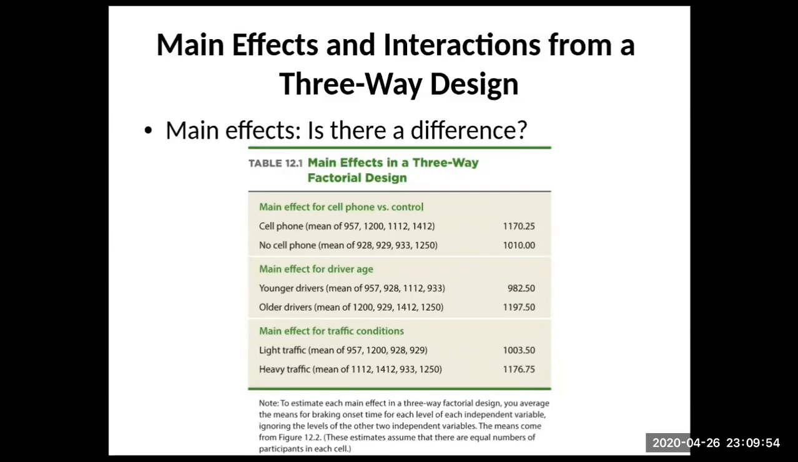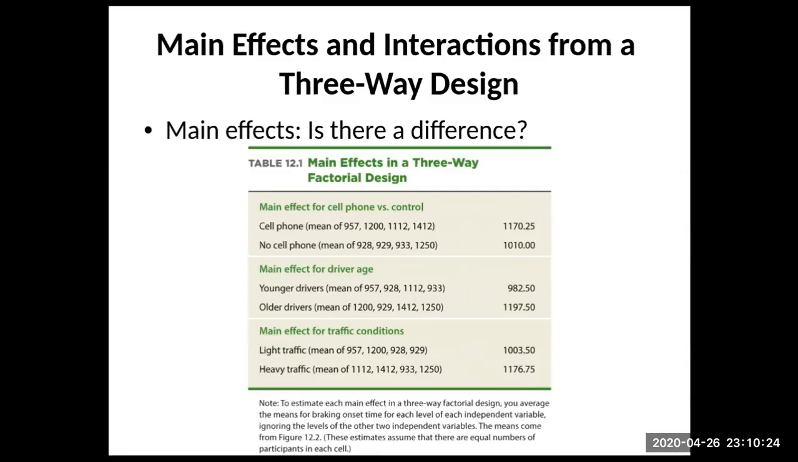So I would say, is there a main effect for cell phone? Yes. Main effect for age of driver? In the marginal means, we would have 1197 and 982. I would say yes, there's a main effect for age. What about traffic? Well, here we see 1003 and 1176. I would say that there is also a main effect of traffic condition, right? So we have 3 main effects in a 3-way design.